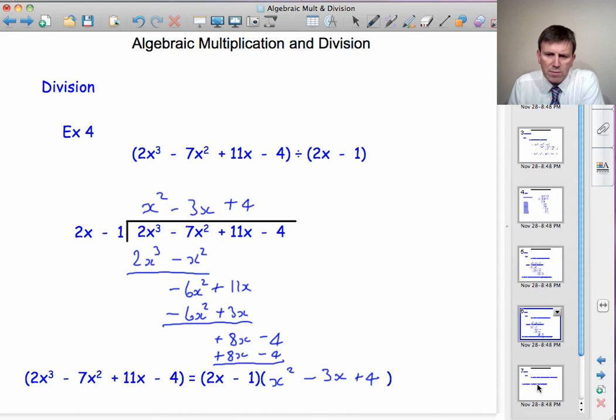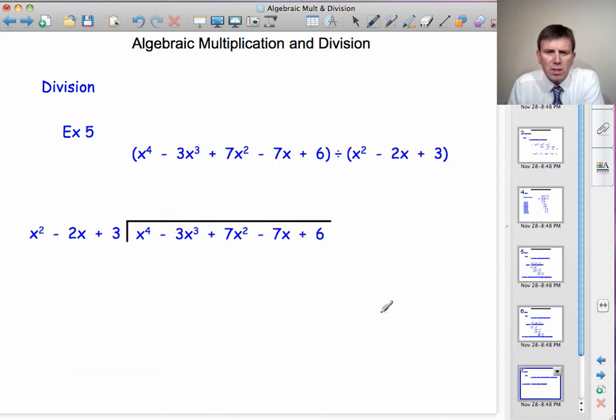The last one I'm going to look at is not on the syllabus. You are guaranteed not to be asked to divide by a quadratic factor, only by a linear factor. But the principle is exactly the same, so it's well worth a look. What do I multiply x squared by to get x to the power 4? Answer, x squared. But that x squared will be multiplied by all these three terms. So x squared times x squared is x to the 4. X squared times minus 2x is minus 2x cubed. And x squared times plus 3 is plus 3x squared.